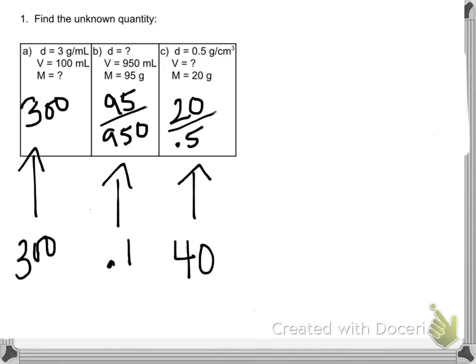And then 20 over 0.5 is the same, like I said before, as 20 divided by a half, which I knew is the same as dividing by a fraction is the same as multiplying by its reciprocal. You might remember that, or you might not. Either way, 20 divided by 0.5 is equal to 40.